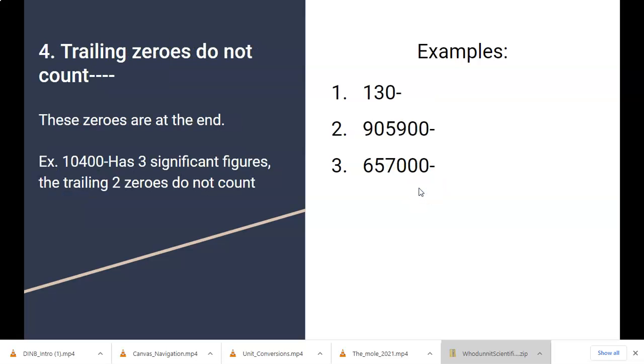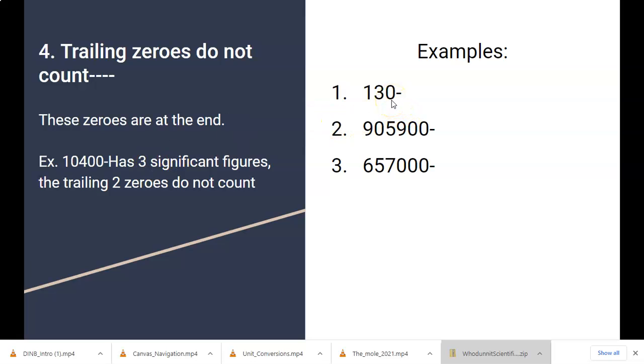Trailing zeros do not count. These zeros are at the end. So, for instance, I have 10400. Now I have a 1 and a 4. They count because they're non-zero numbers. I have a trapped zero that counts between my 1 and 4. But then I have 2 ending zeros. So I have 3 significant figures because my last 2 zeros don't count.